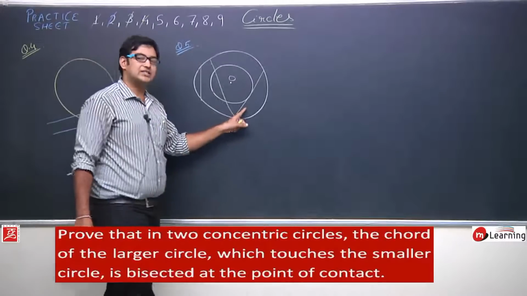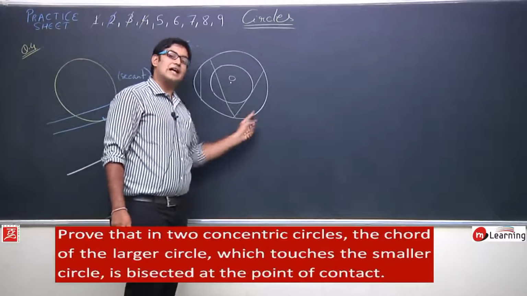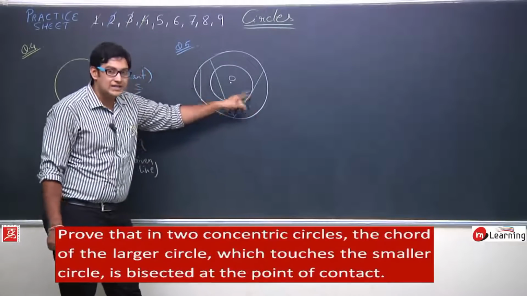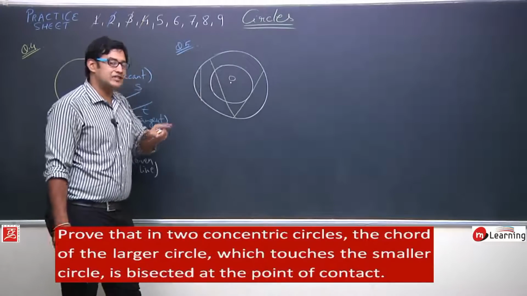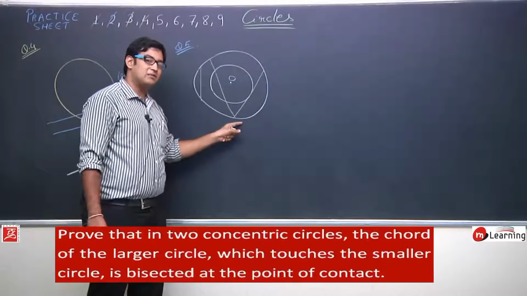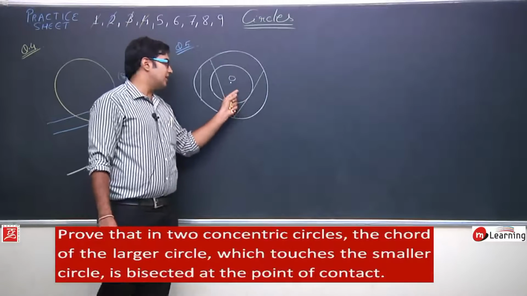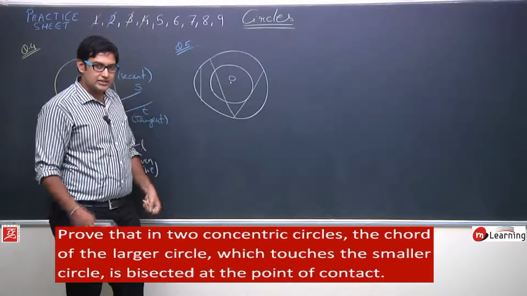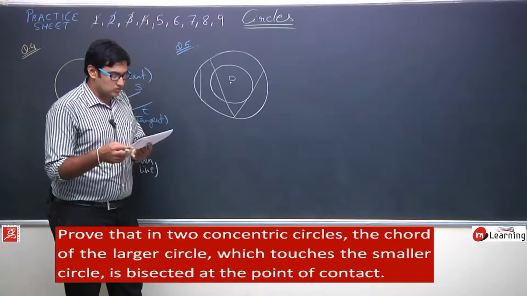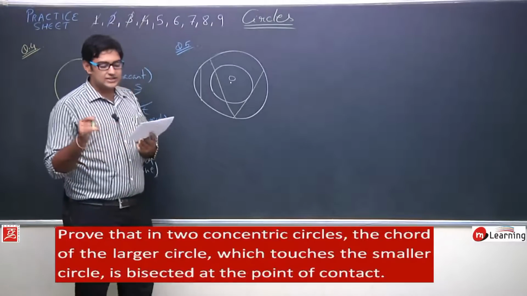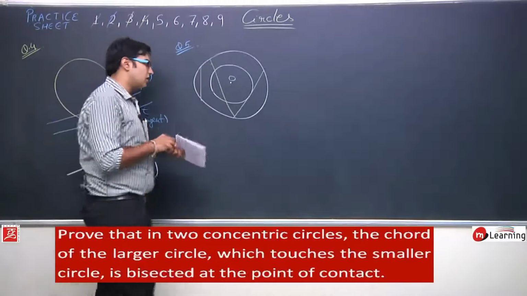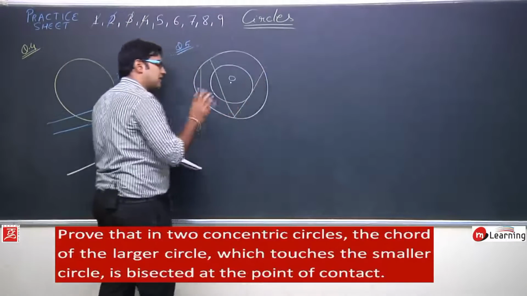Now, what about this chord? This is a chord for the larger circle, but you can see this chord is touching the circle at one single point. That's why I will say that this line is a chord for the larger circle but a tangent for the inner circle. Okay, this is how the question is explaining, which touches the smaller circle. So we need to consider only the chord which touches the smaller circle.